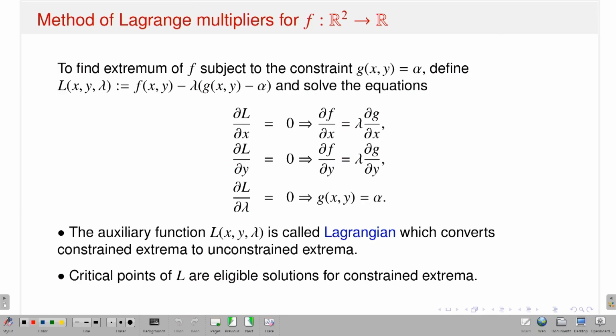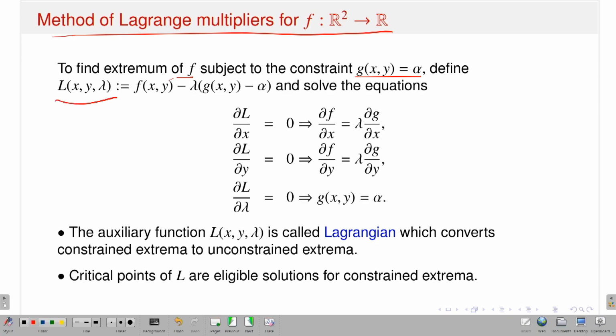So now I have introduced the method of Lagrange multipliers. That means if I have a constrained extremum problem, how to change it to an unconstrained one and solve it; I have discussed the method earlier. So this is the method of Lagrange multipliers. Again I am dealing with functions from R2 to R. To find the extremum of f subject to the constraint g(x,y) equal to alpha, what do we have to do? To handle such problems, I introduce the auxiliary function L.